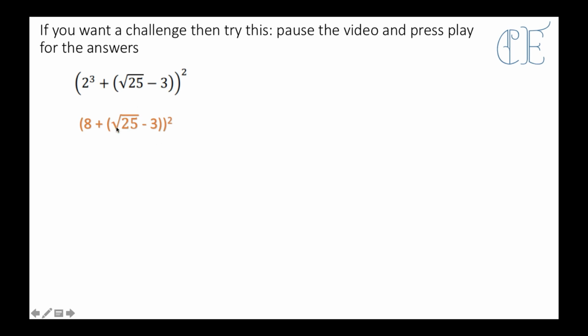The next section, I'm going to do this indices. This is still classed as an indices, this one, because it's a root. So now the square root of 25 is 5. So now I've got 5 take away 3 in the brackets. So I can get rid of that bracket now and do 5 take away 3, which is 2. So then I end up with 8 plus 2. And then the whole thing must be squared. So it's actually 8, 9, 10. 10 squared is 100. Okay.